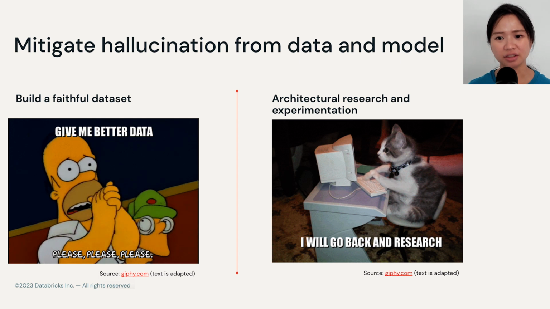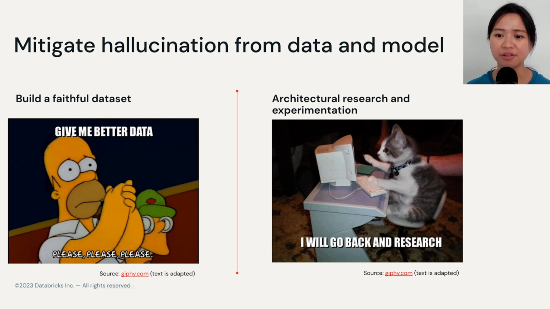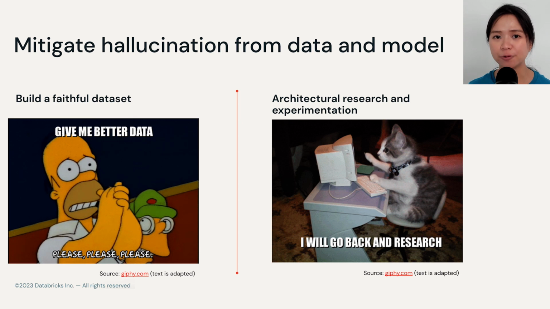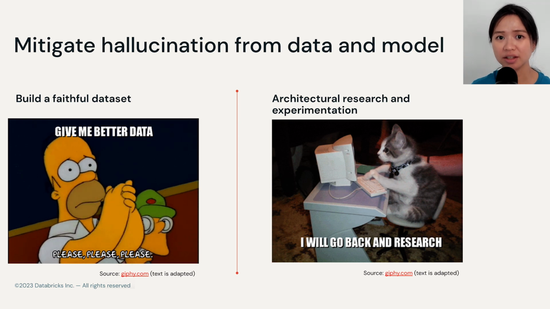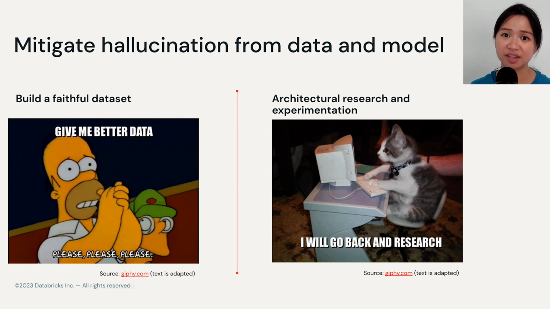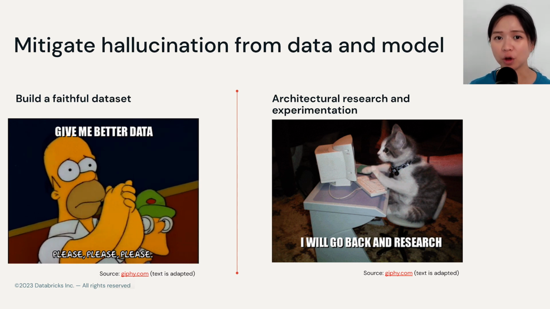The second angle is about doing more architectural research and experimentation to improve the current modeling and inference methods. Maybe this involves using more reinforcement learning, and maybe this also involves using more multitask learning because hallucination stems from the reliance on a single data set. We can also do more post-processing correction as well, and that will involve human in the loop too.